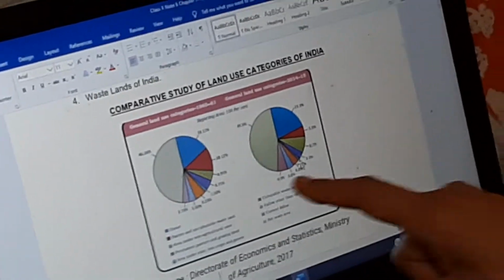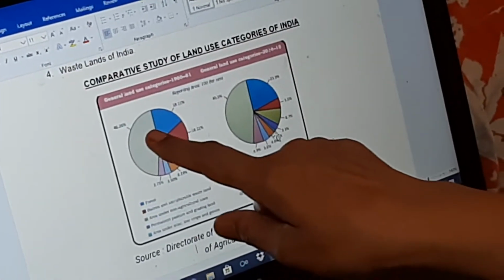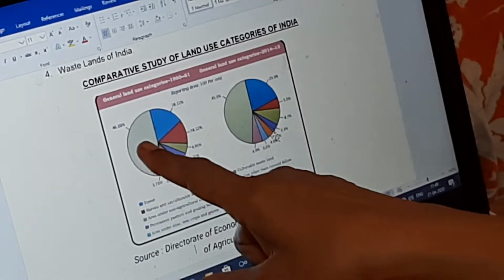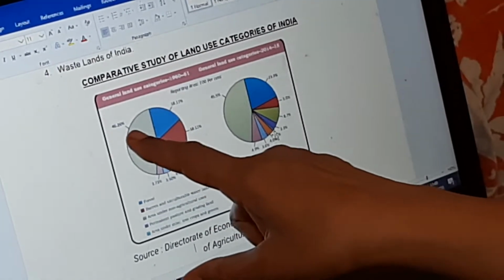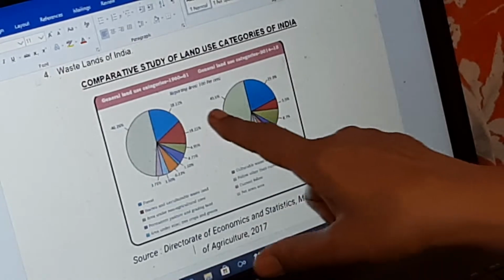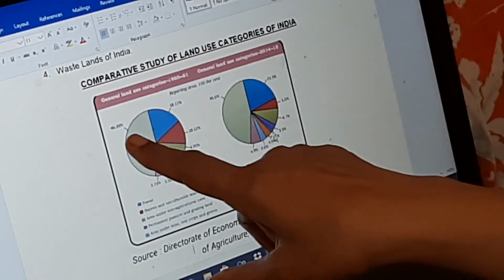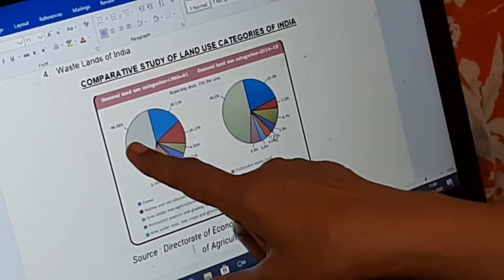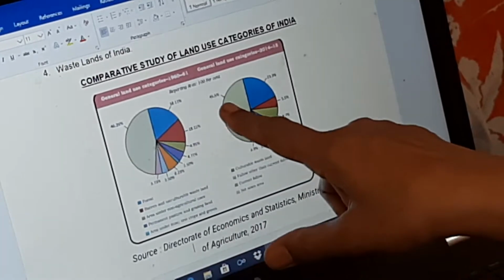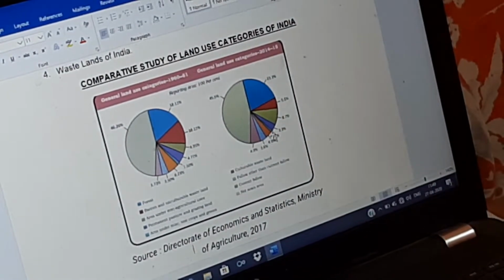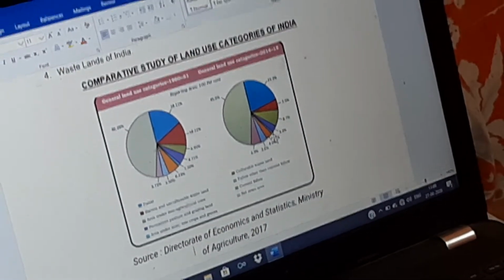Now just see, this is the first one that is pointed out over here. It is the net sown area. Earlier it was 46% and now it is 45%. I'm not going with the fractions, I'm just taking the whole figure. 46% and 45%. Now there is a reduction of the net sown area.